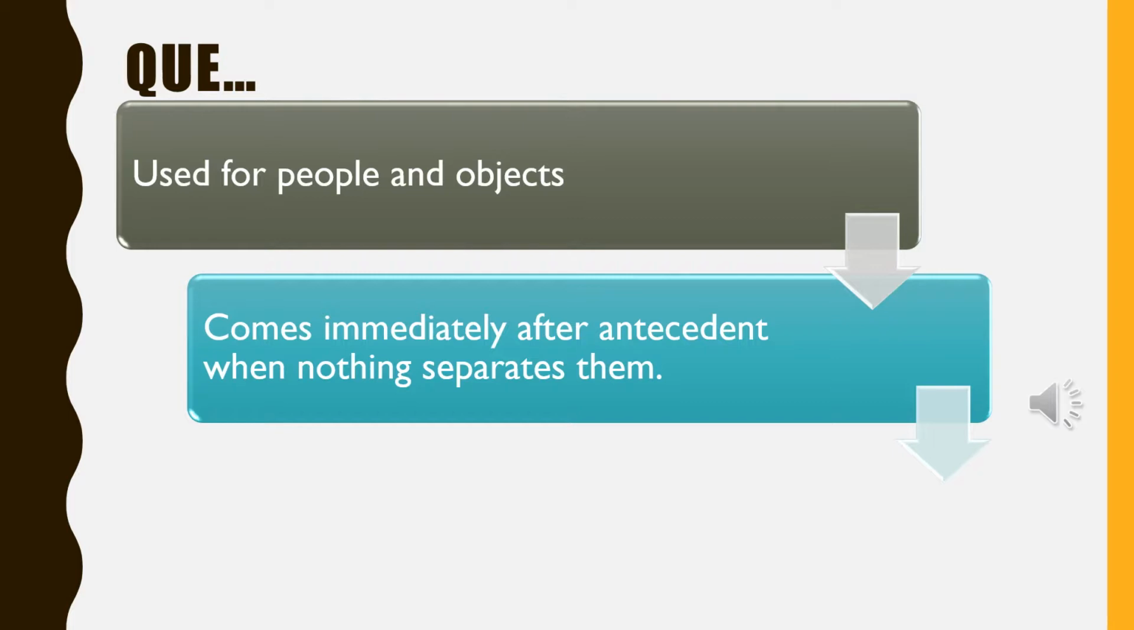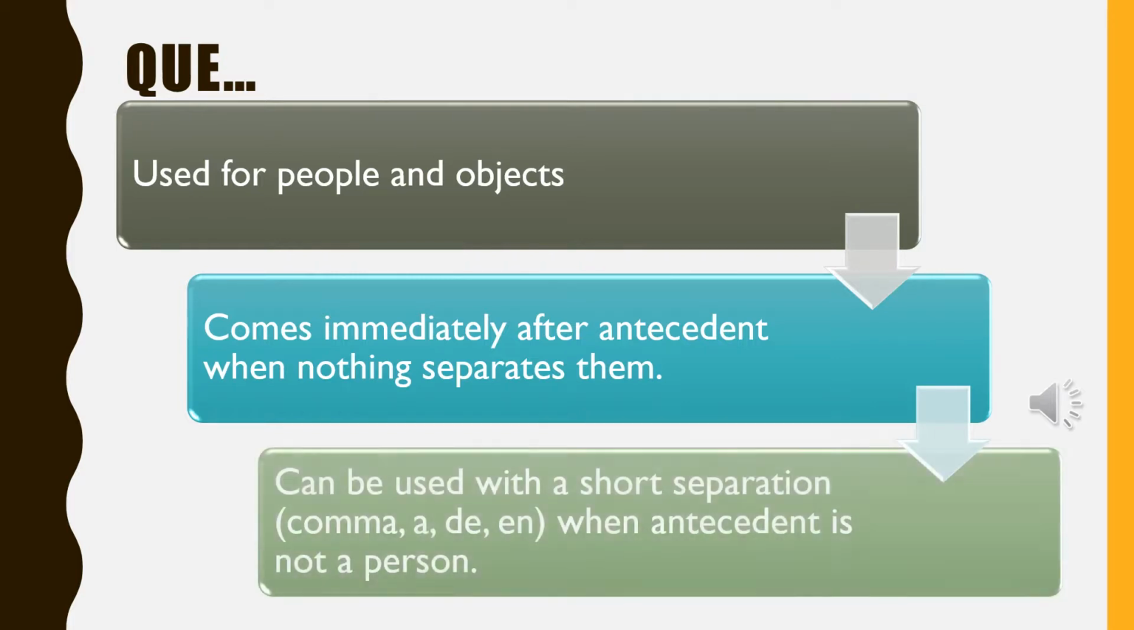However, there are times when you can separate que from the antecedent with a short separation, like a comma or the prepositions a, de, and en. But the only time that you can do this is when your antecedent is not a person. If your antecedent is a person, you can't have any separation at all.